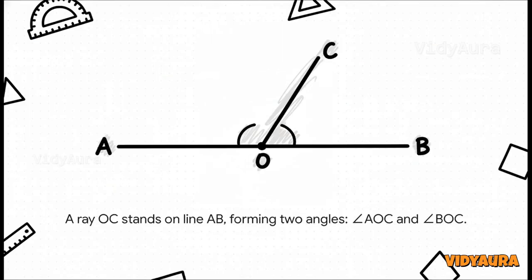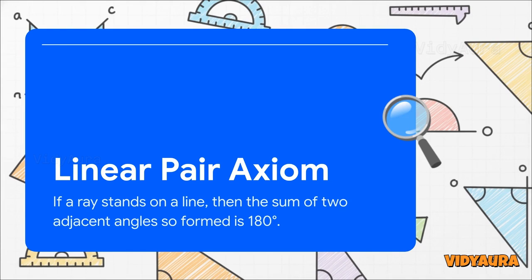So just imagine you have a straight line, like AB here, and then a ray, OC, just stands right on top of it. What happens? Well, that ray basically splits the straight line's angle, which we know is 180 degrees, into two smaller angles that are right next to each other, angle AOC and angle BOC. And here's the rule. It's super simple, but so powerful. If you have that situation, the sum of those two adjacent angles, angle AOC plus angle BOC, will always be 180 degrees. No exceptions. That's the linear pair axiom. Make sure you remember this one.